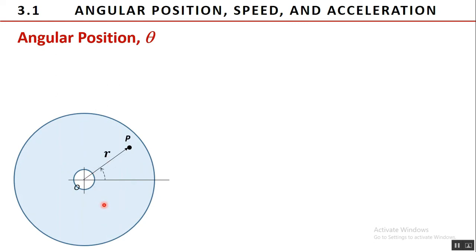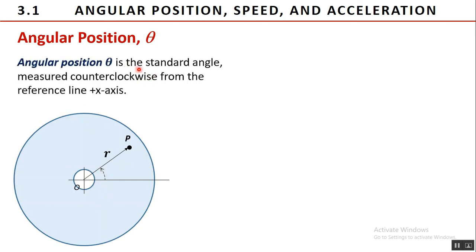The location of this particle can be described in terms of angular position, and is denoted by theta. The angular position of the particle is the standard angle measured counterclockwise from the reference line, the positive x-axis. It is usually measured in degrees. As shown, the particle P has an angular position of 30 degrees.